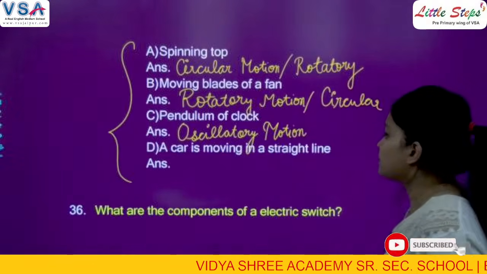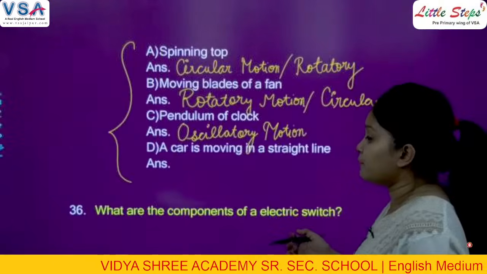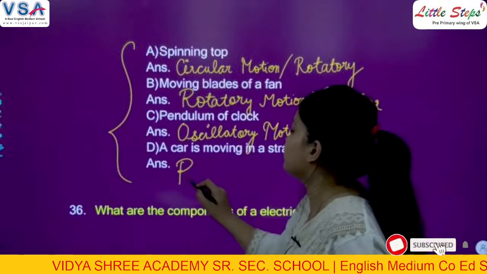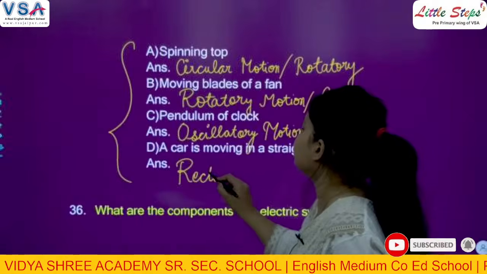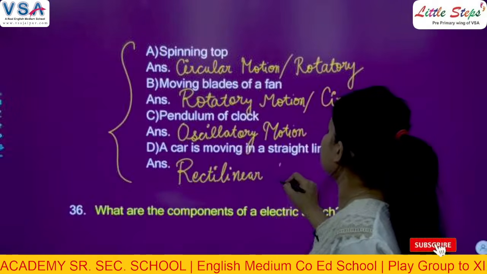Moving in a straight line, a car is moving in a straight line, that is a straight motion, but we call it in science rectilinear motion. What do we call it? Rectilinear. That is the answer.